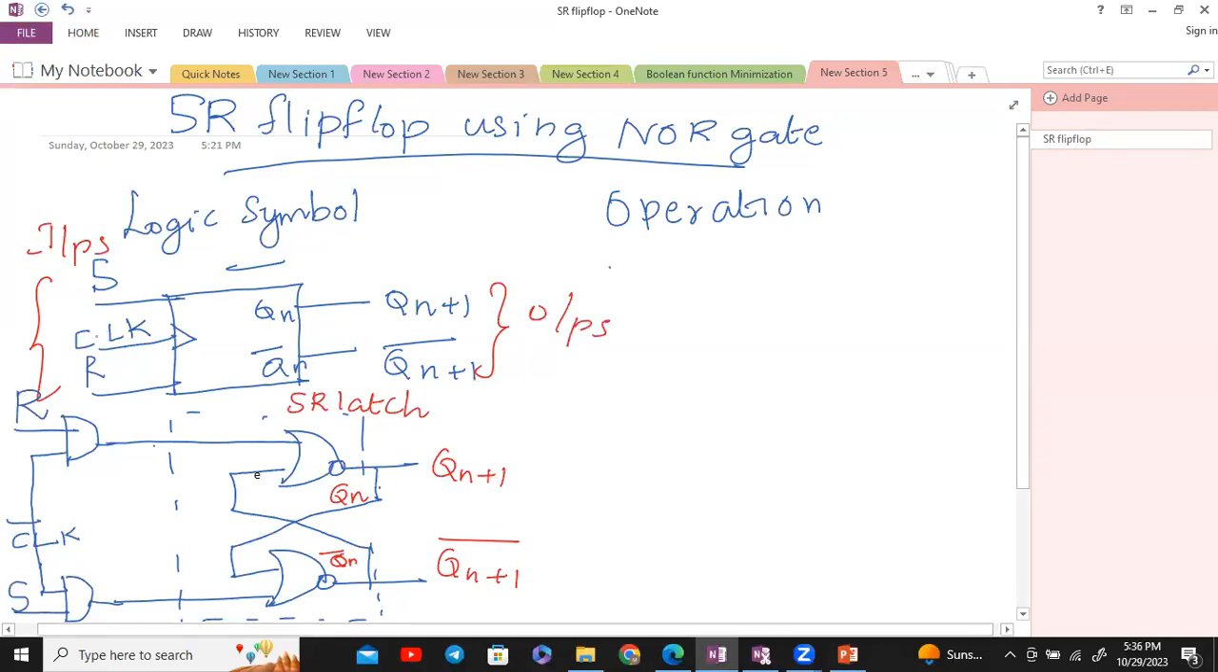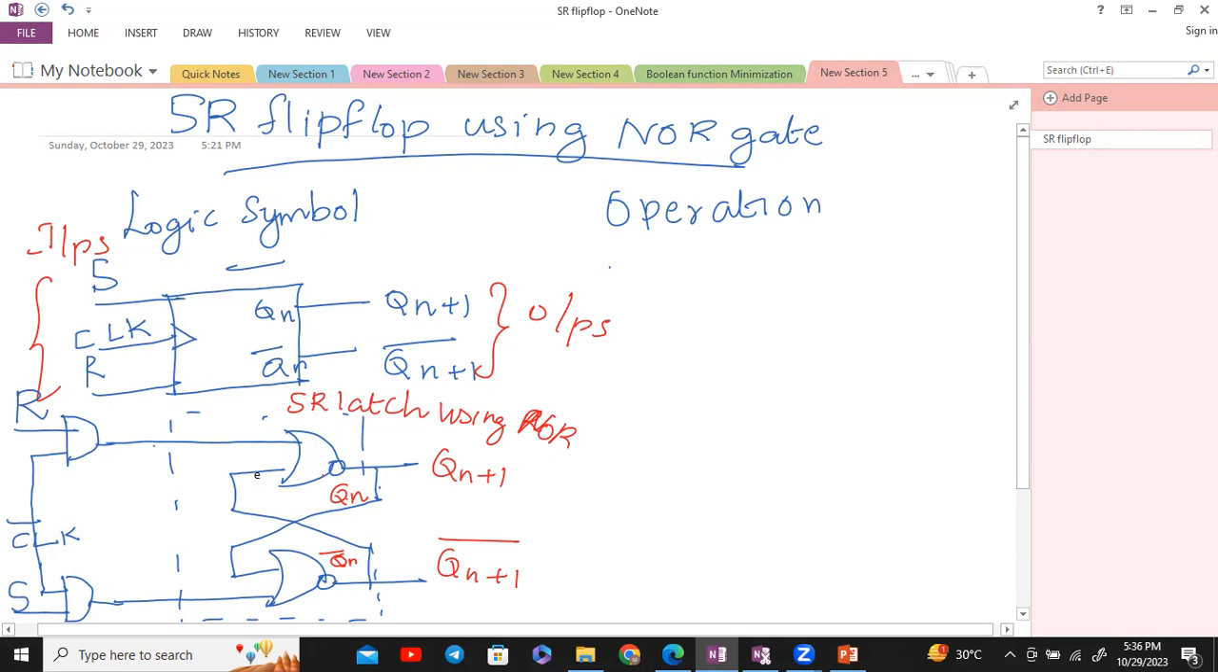While designing using NOR gate, we have seen it in this logic diagram. The present state Qn and Qn bar are fed as input to the NOR gates. This forms the SR latch using NOR gate. So this is the SR latch using NOR gate, and for implementation with the clock signal, it forms a flip-flop.